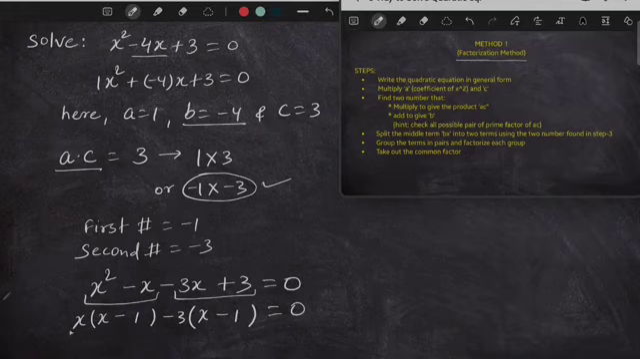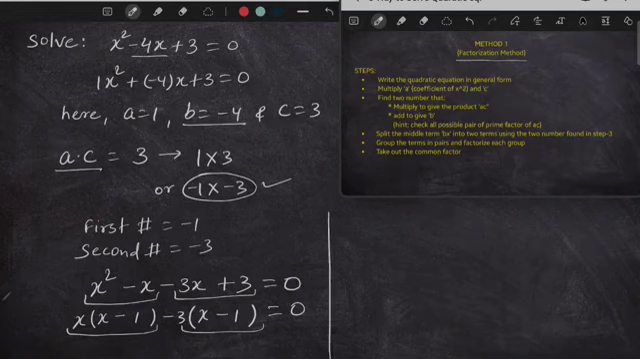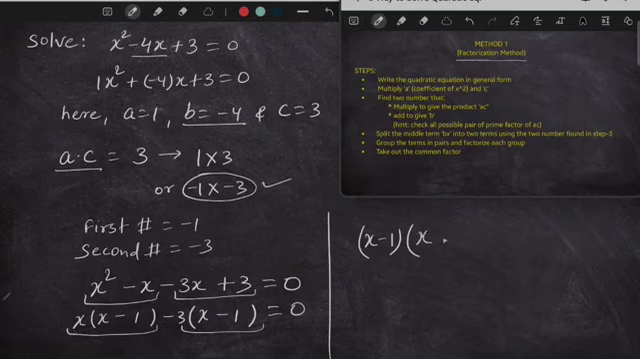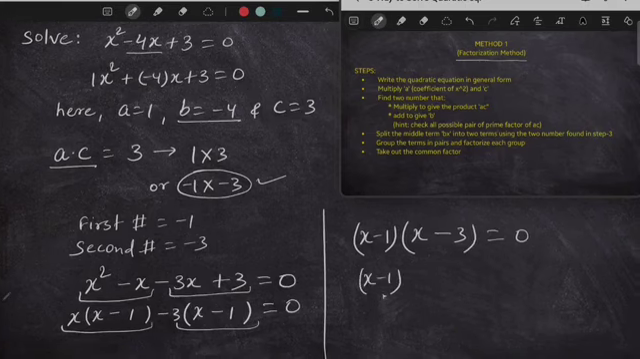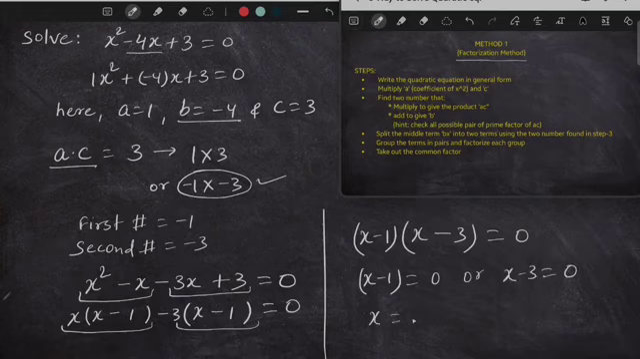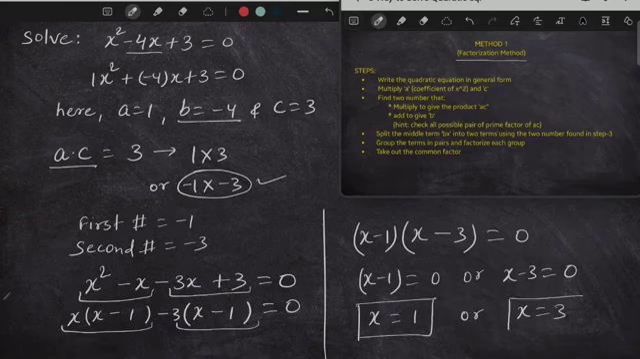Here x minus 1 is the common factor. So x minus 1 factors out; the first term divided by x minus 1 is x and the second term divided by x minus 1 is minus 3. Use the zero product property. x minus 1 is 0 or x minus 3 is 0. So x is 1 or x is 3. Here are the roots of the quadratic equation. This is the first method of solving the quadratic equation, called the factorization method.